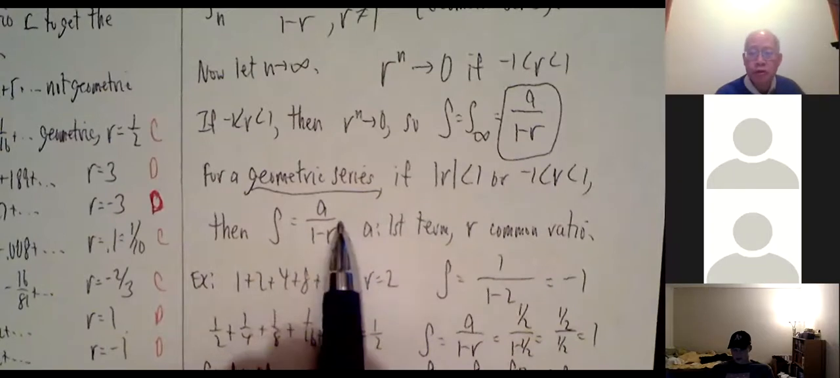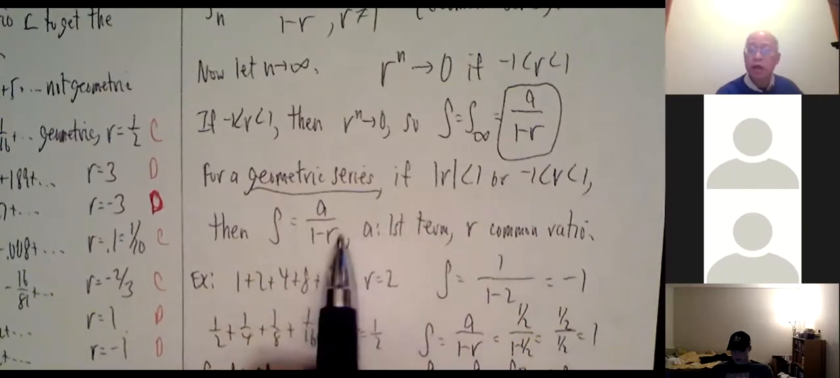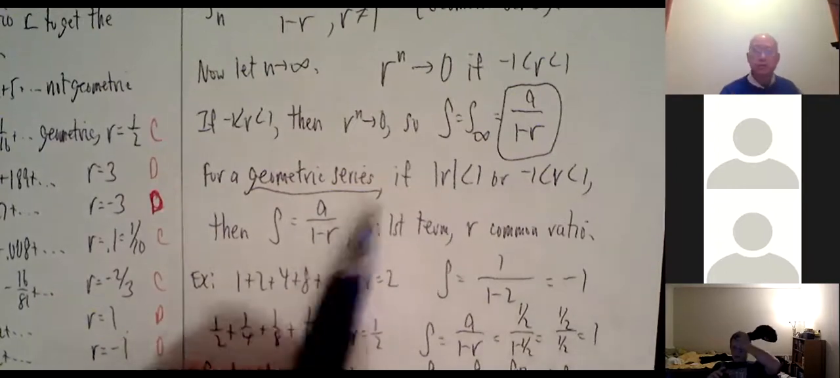Only use this formula if R is between -1 and 1. If R is not between -1 and 1, you're going to get a real number, but it doesn't represent anything.